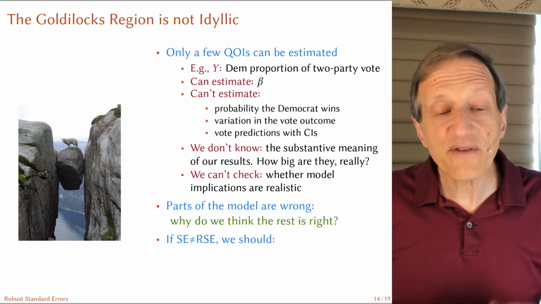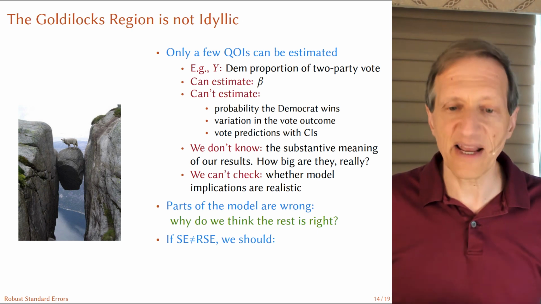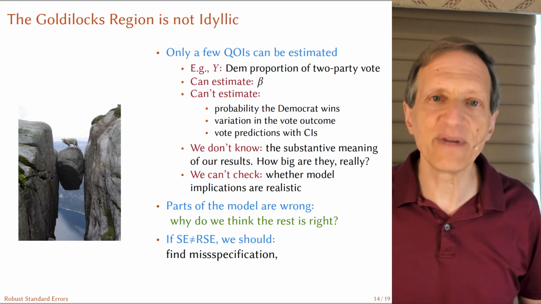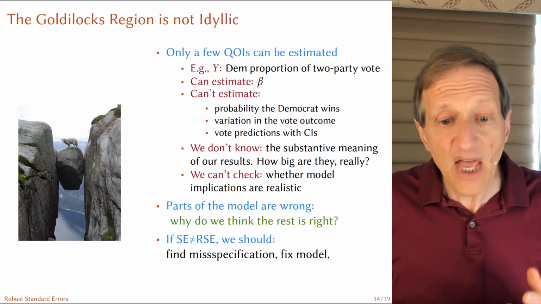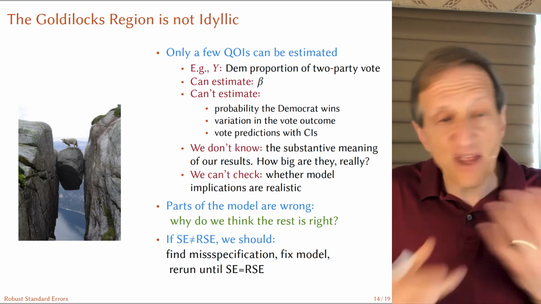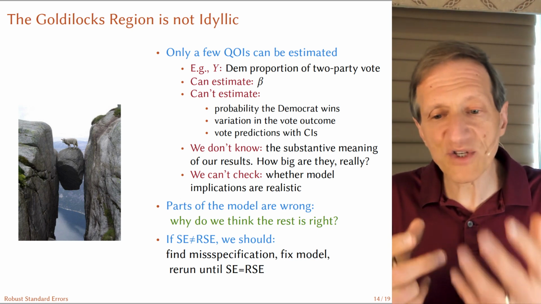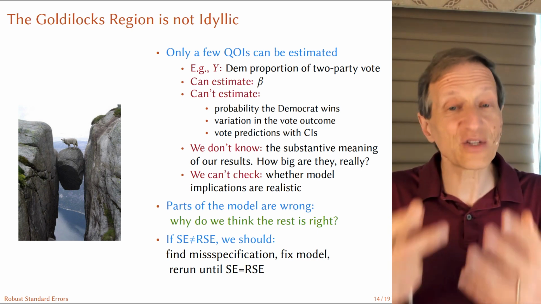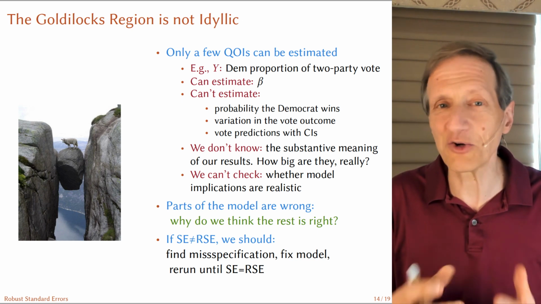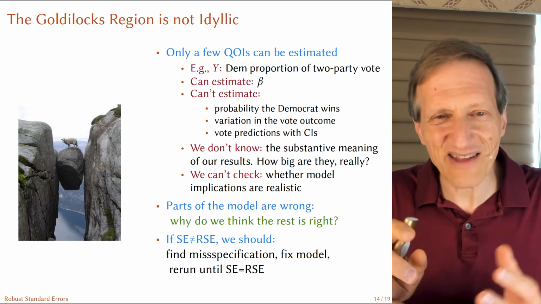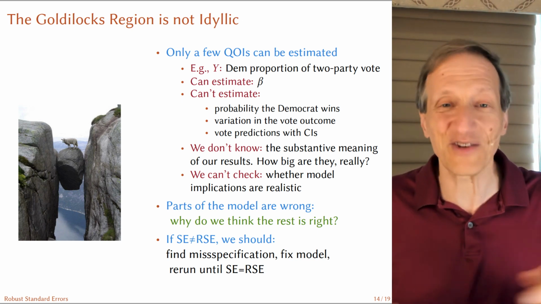So if classical standard errors and the robust standard errors give different answers, we should hunt down the misspecification in the model. We should find what was wrong originally with the model, and then fix the model, and then rerun the model until the classical standard errors and the robust standard errors coincide. Because when they coincide, then you have this test for model misspecification that you passed, which is a much better situation than just trying to slap together a fix for one part of the model. If your boat's leaking, yeah, plug the hole, but look around to see if there are any other holes.